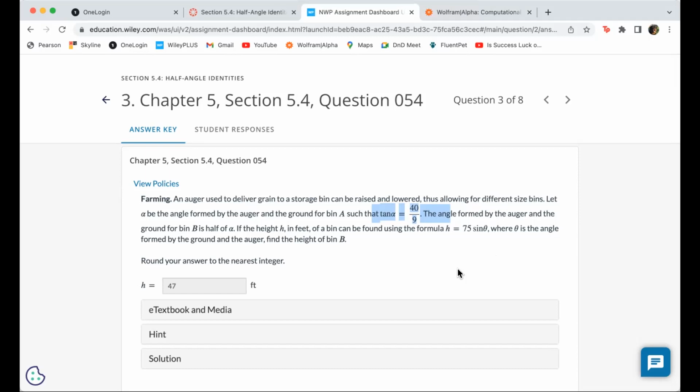If the height h in feet of a bin can be found using the formula h equals 75 sine theta, where theta is the angle formed by the ground and the auger, find the height of bin B.